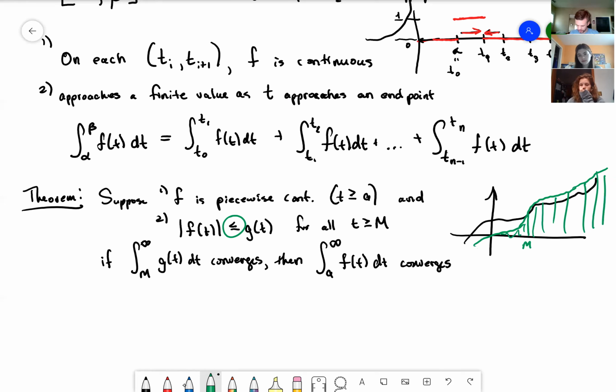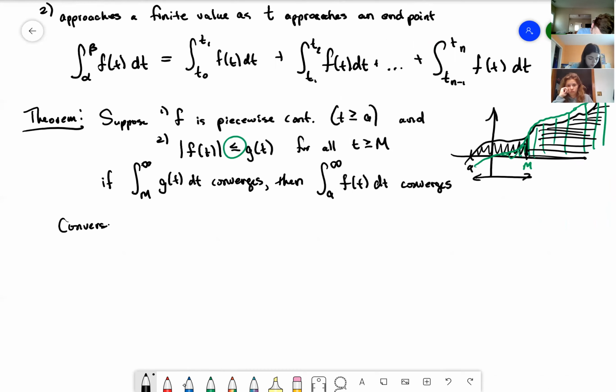The area under this green curve converges, it's finite. And so this black area under here is smaller than the green area, right? So it must be finite as well. But then we've got this area over here where it doesn't bound, but because it goes from a to m, this is also finite, because it's piecewise continuous in this region. So it must be finite.